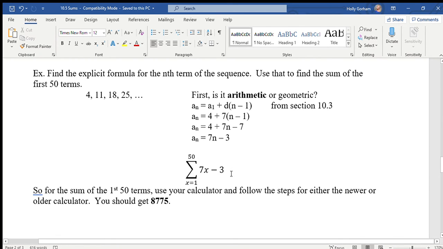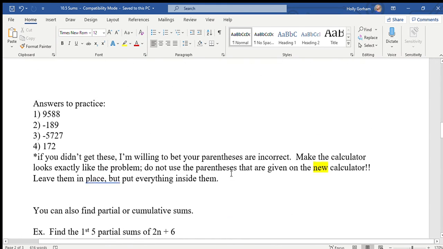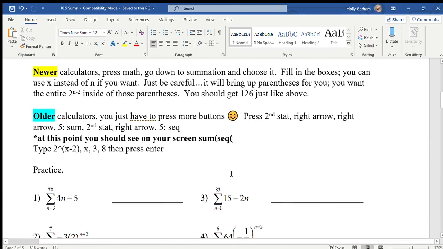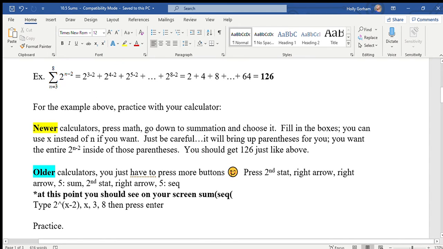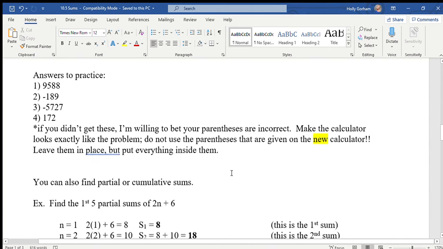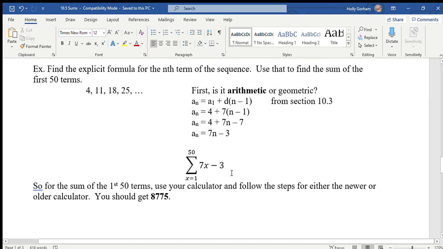So to find the sum, you're going to go back up to where you had the instructions for the newer or older calculator right here from the first page. Follow those instructions for plugging this into the calculator. Either way, you should get 8,775.